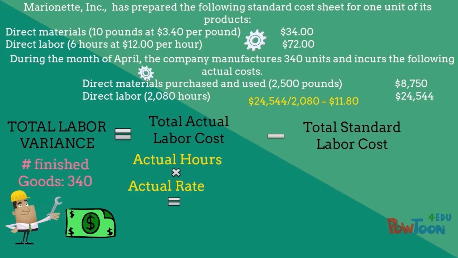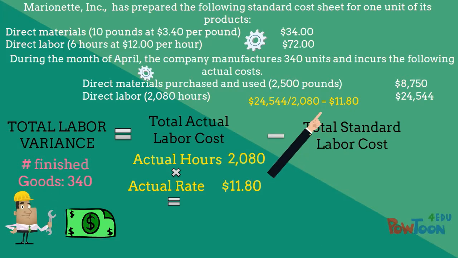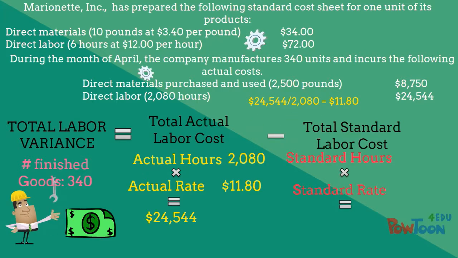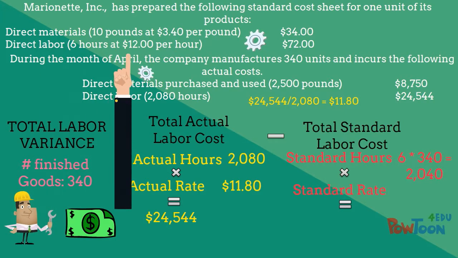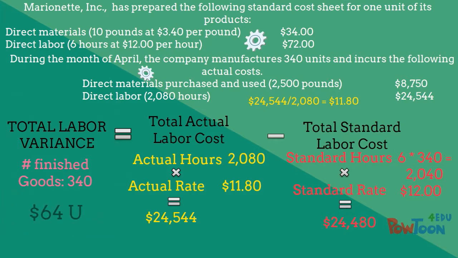Note that since total costs were given, I had to calculate the actual rate, but this is important to have for future calculations. We can calculate our standard cost as standard hours times the standard rate. Note that our standard was 6 hours per unit, so to find our total standard, we had to multiply by the 340 finished units. Ultimately, we determined that the total variance is $64 unfavorable.